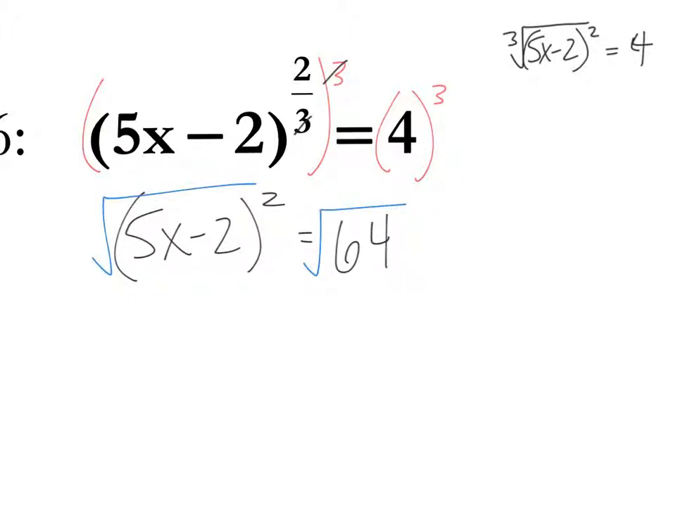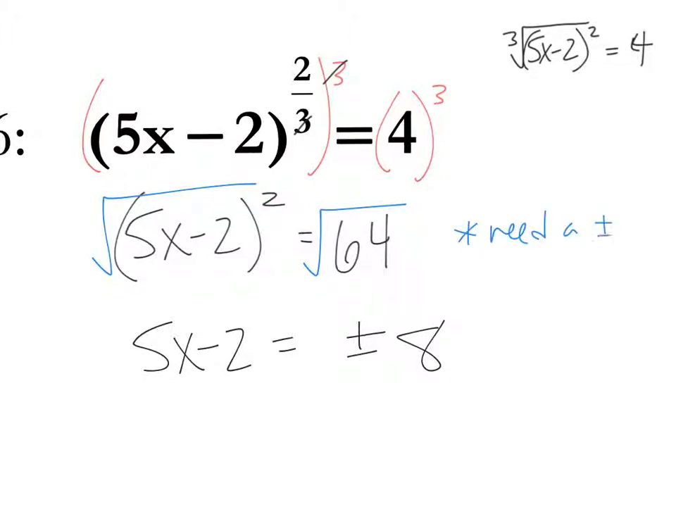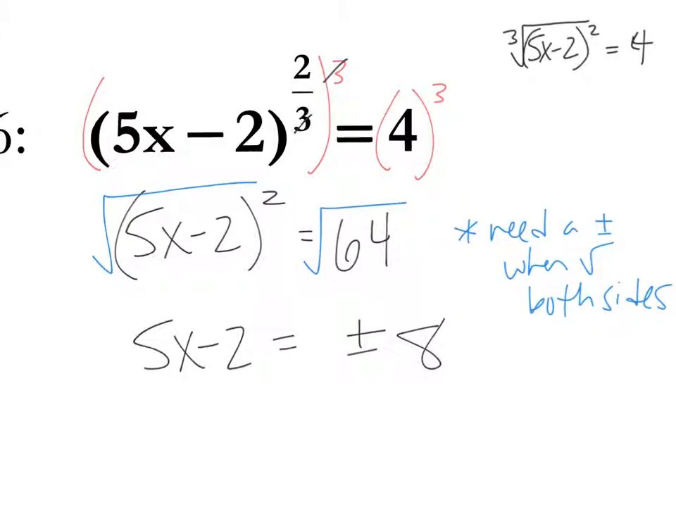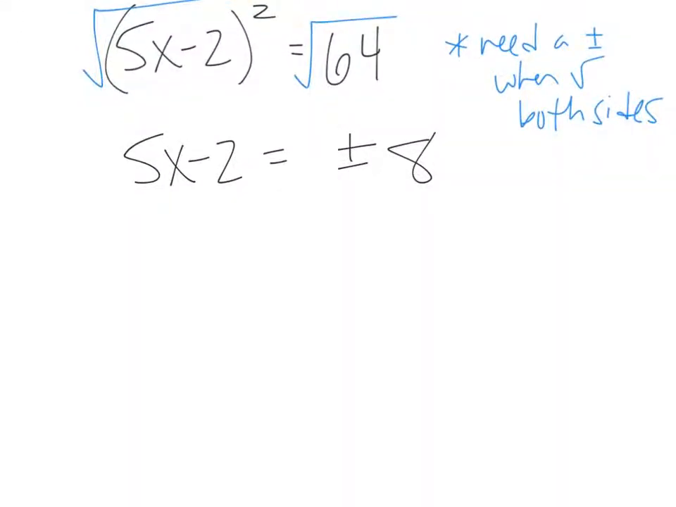Okay, and so in this case, when we do that, we get 5x minus 2 on the left, but please don't forget your plus or minus when you square root both sides. So we need a plus or minus when you square root both sides. You guys are used to that from the last chapter. So from here, we're actually going to have two different answers. I'm going to go ahead and write my two different equations and solve them separately.